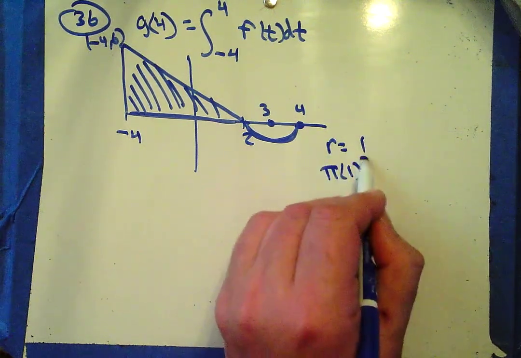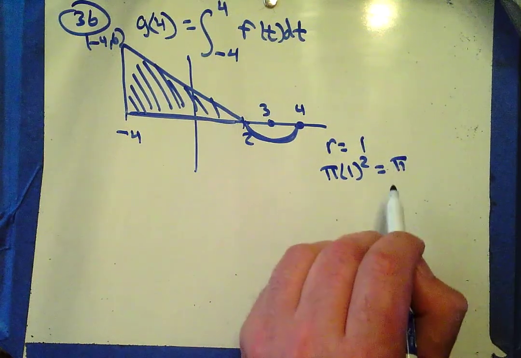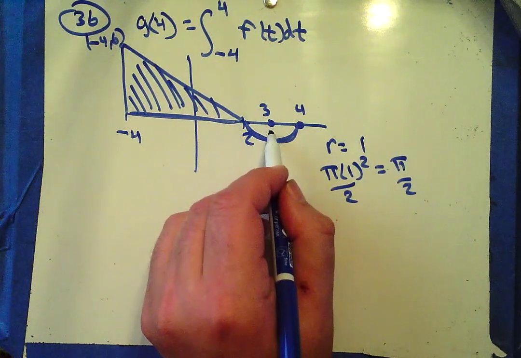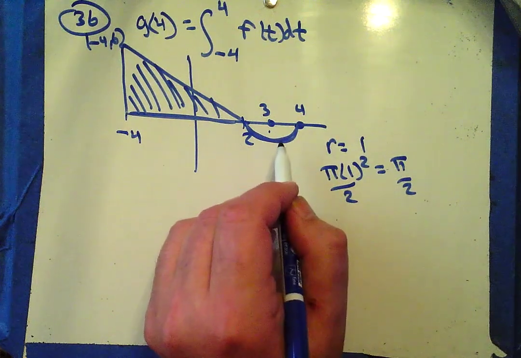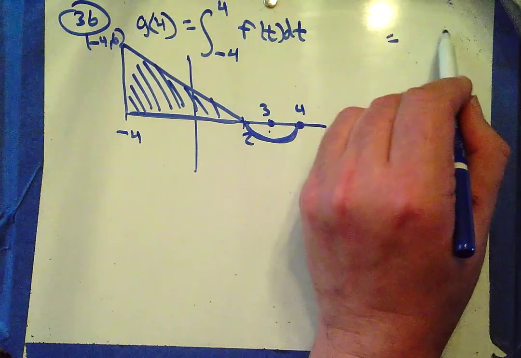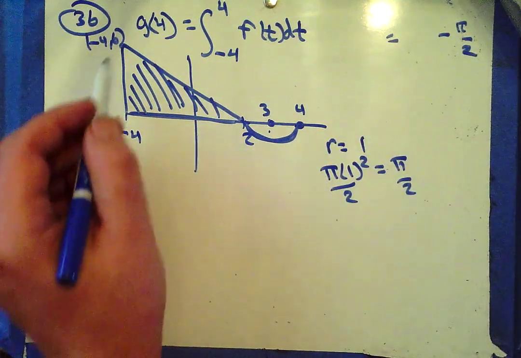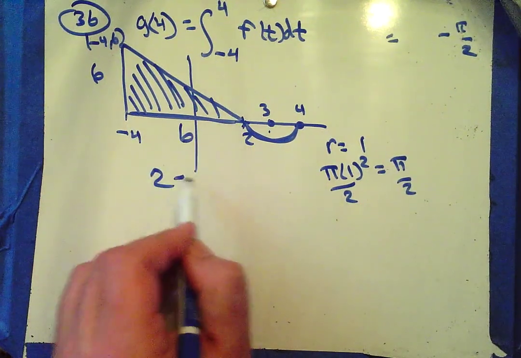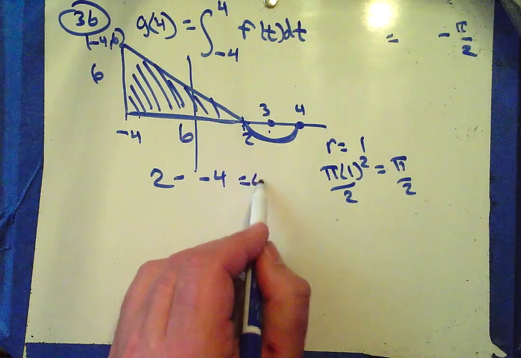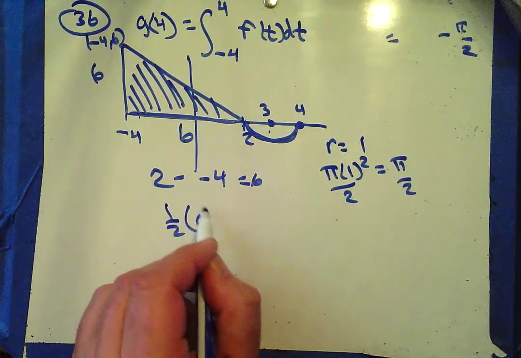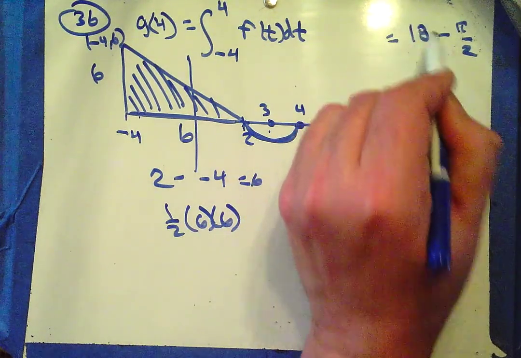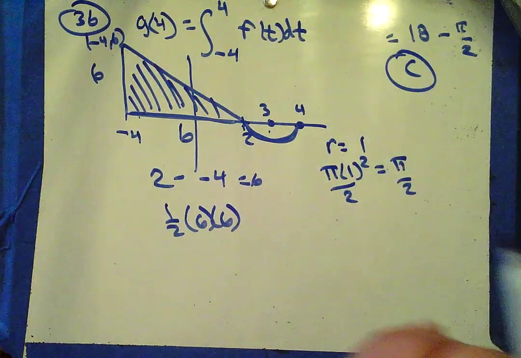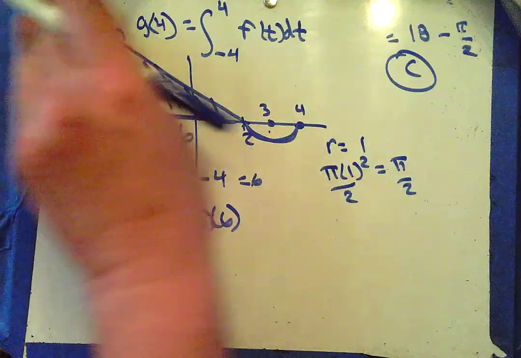Pi 1 squared is pi. Pi would be the whole circle, but I only have half a circle. And this half a circle is below the x-axis. So this is -pi over 2. Okay, so minus pi over 2. And then what about my triangle? Well, it's got a height of 6 and a base of 6. 2 minus -4, right minus left, is 6. So 1/2 times 6 times 6 is 18, minus pi over 2. 18 minus pi over 2 is choice C. C for number 36.